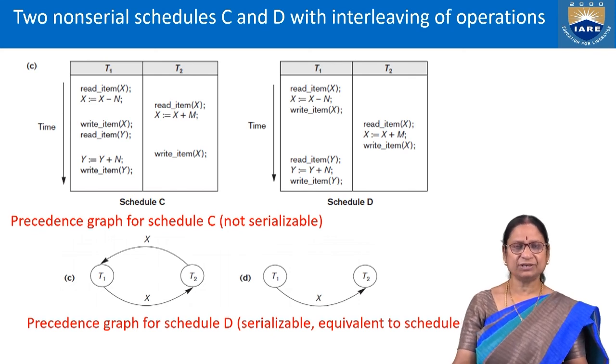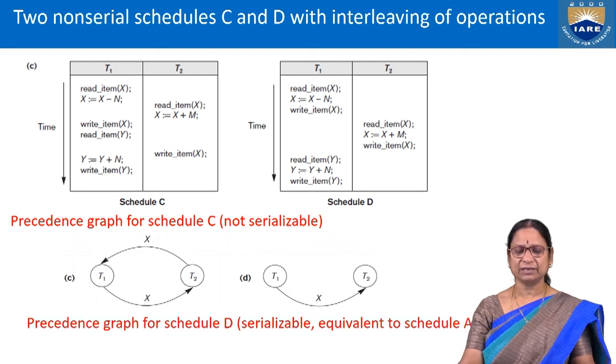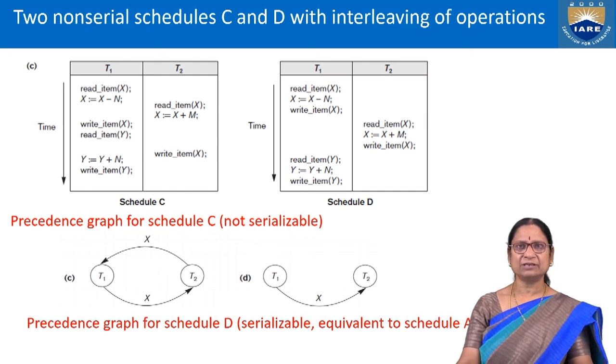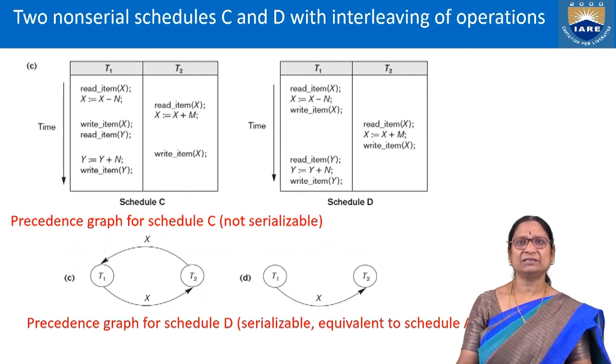Observe the interleaved transactions here, that is, concurrent transactions T1 and T2. Here, read item X. On the X item, the read was done by T1 first, then the read was done by T2 second. So there is an arc from T1 to T2 on X, because the initial read was by T1. After that, T2 read the X value. So from T1 to T2.